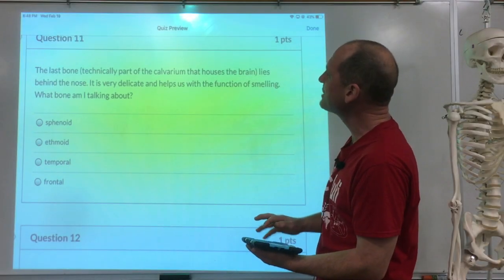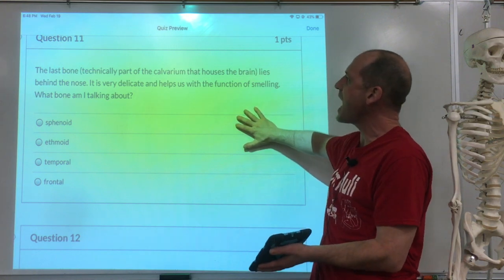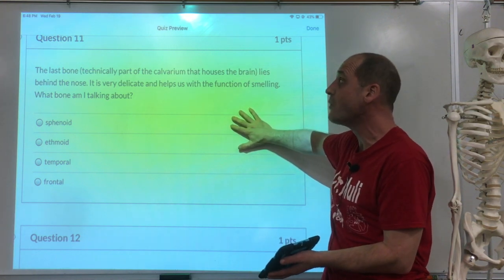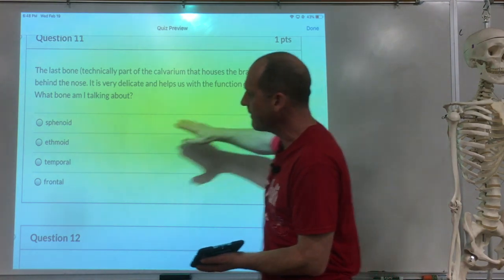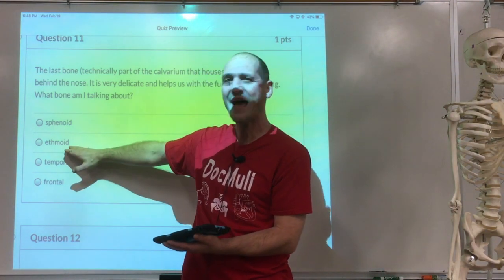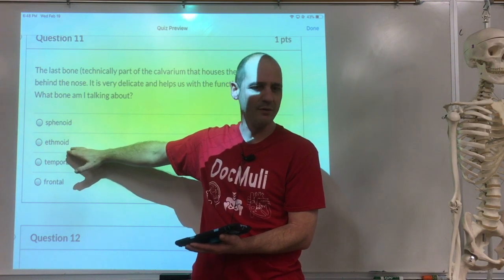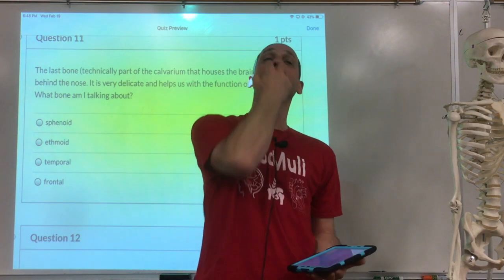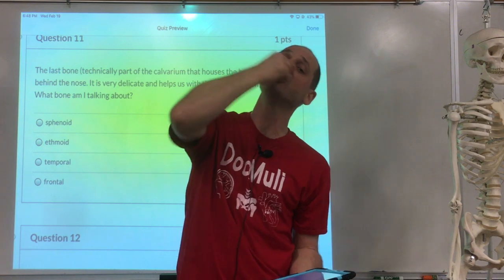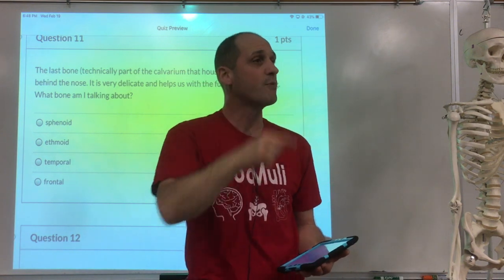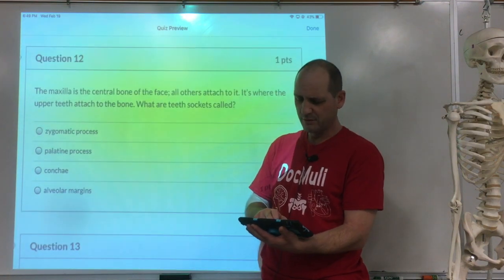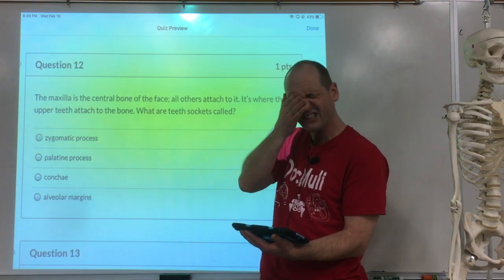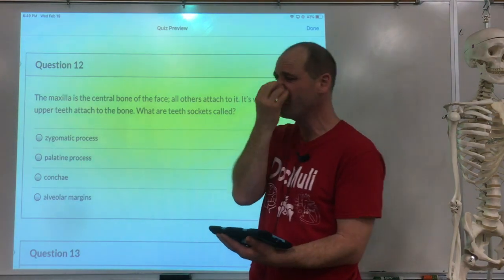We'll talk about it. All right, the last bone, technically part of the cranium, houses the brain and lies behind the nose. It's very delicate and helps us with the function of smelling. What bone am I talking about? Another one of those bad words, huh? Sphenoid bone. And that's just the inside of the nose. If you go in and push on the inside, you touch the sphenoid bone. Very delicate. If you get sinusitis, you know about that, if these things in here inflame.